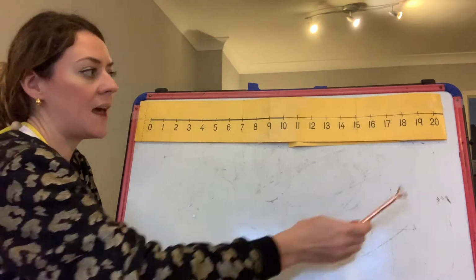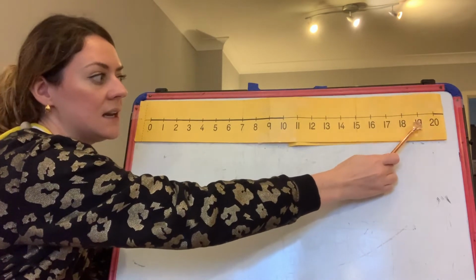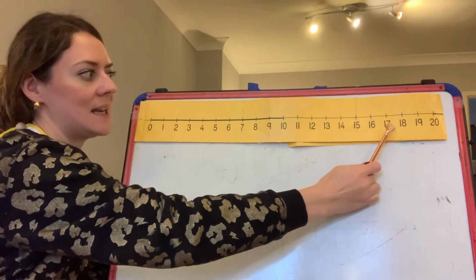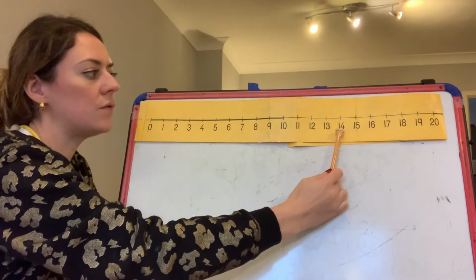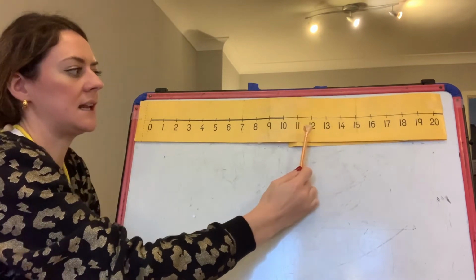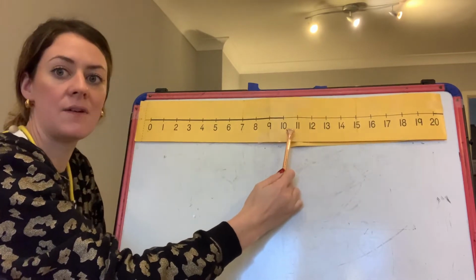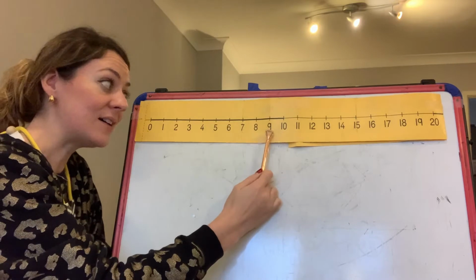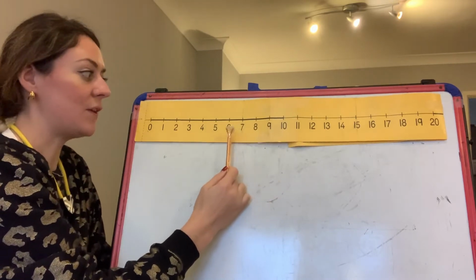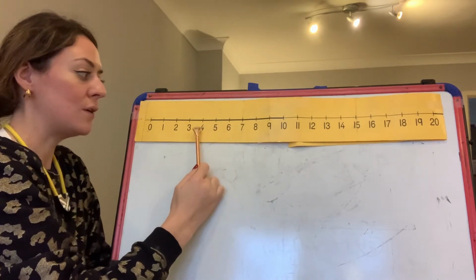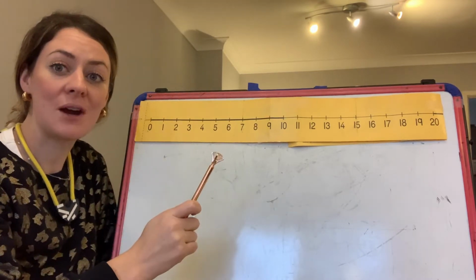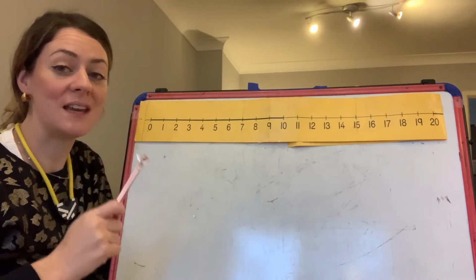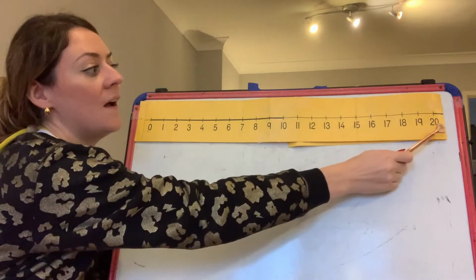Brilliant. Let's do it again. 20, 19, 18, 17, 16, 15, 14, 13, 12, 11, 10, 9, 8, 7, 6, 5, 4, 3, 2, 1. We're going to do it one more time because I think this is going to be the best one yet that you do. Off we go.